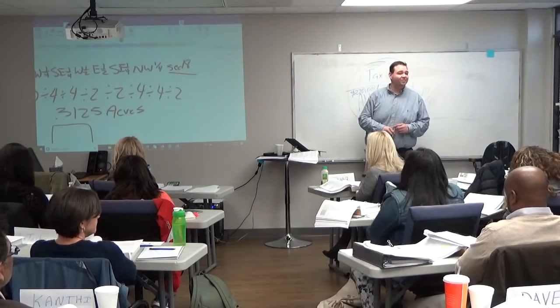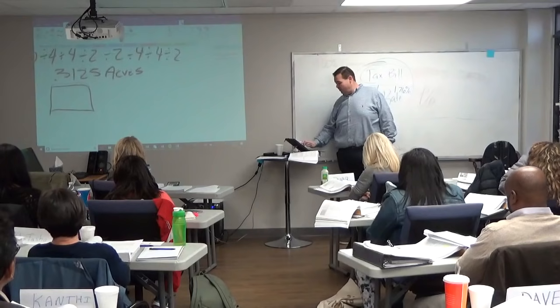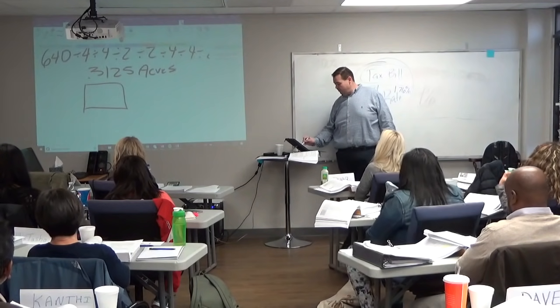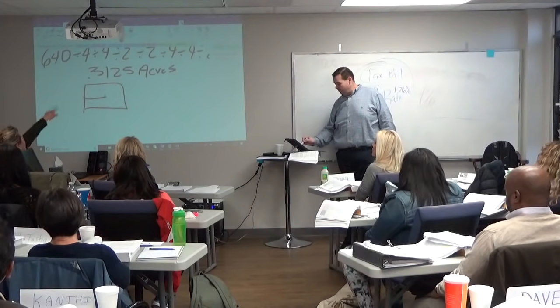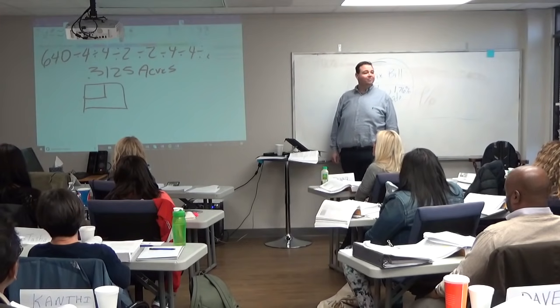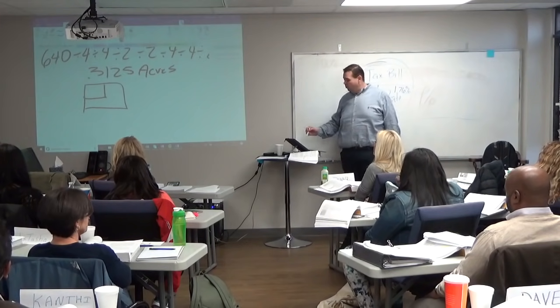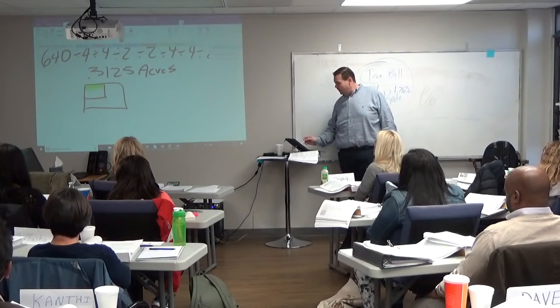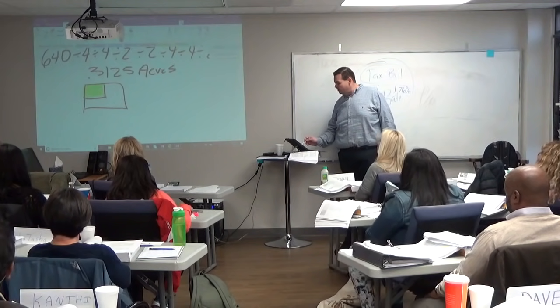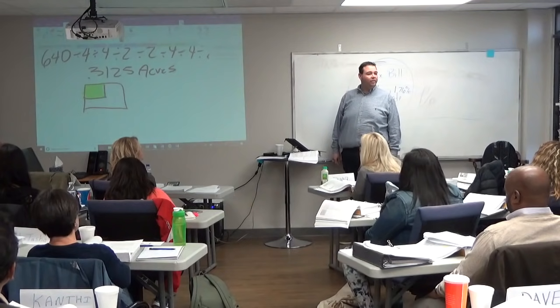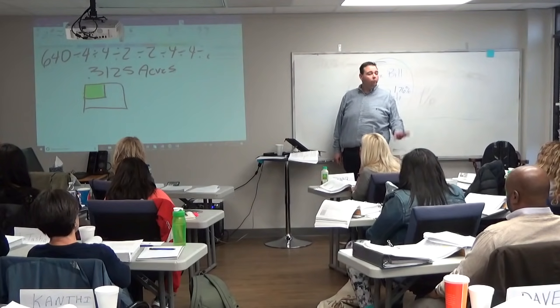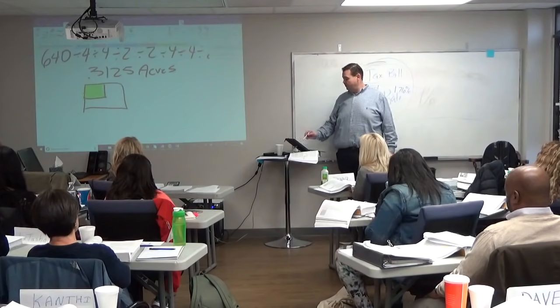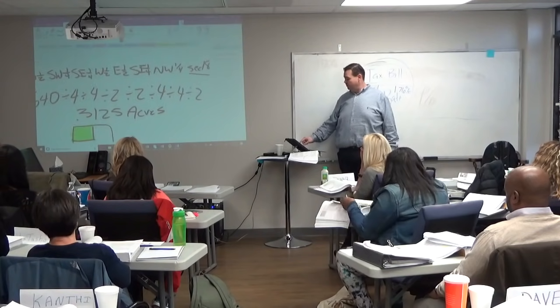Which way is north? Up. Which way is west? West. Okay, so up. Can you start that with a cross? I think that's right to left, right? So what we're saying is that our lot is somewhere inside that part of section 18. And then what are we going to do next? What's the next one?